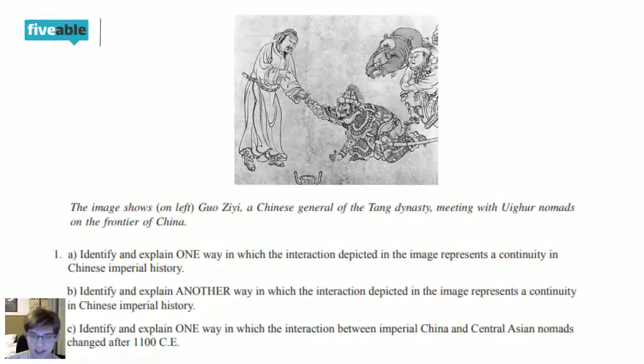All right, so here's the example that we're going to go over. This was from the 2017 exam, if I recall correctly.